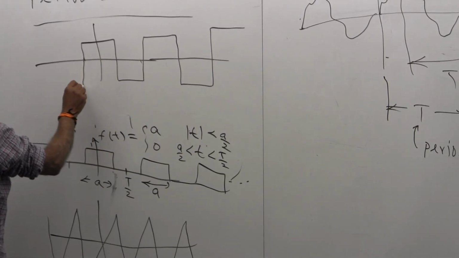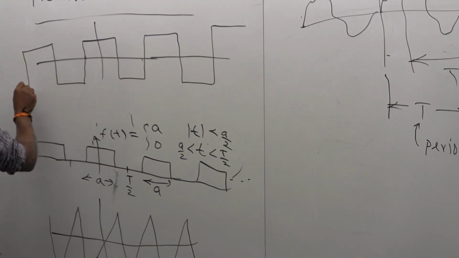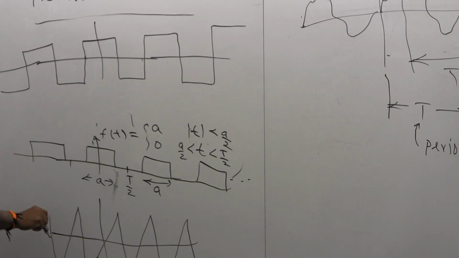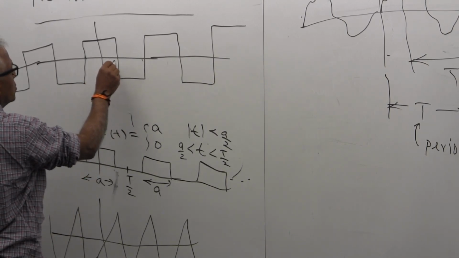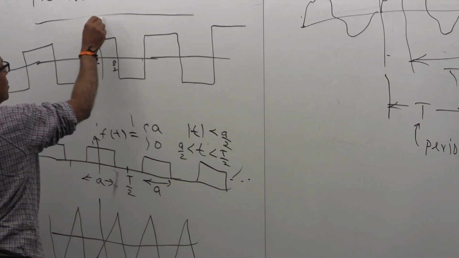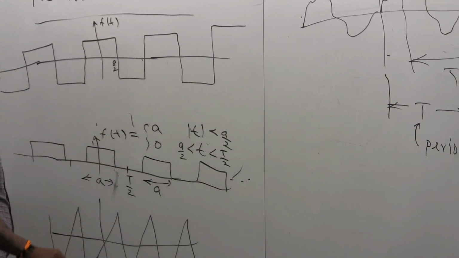What do you call this waveform? Anybody? The one I just drew. Very good, that's a square wave. What's the period here? Let's say this point is A by 2. Anyone? What is the period? 2A.